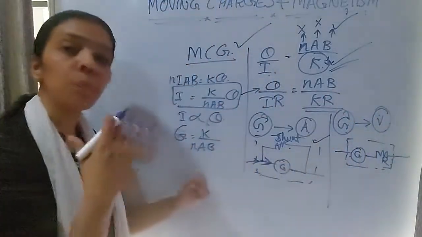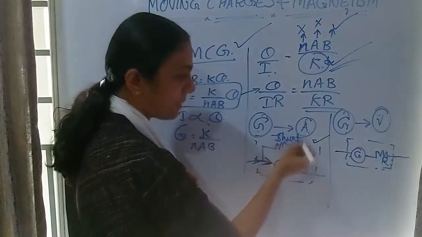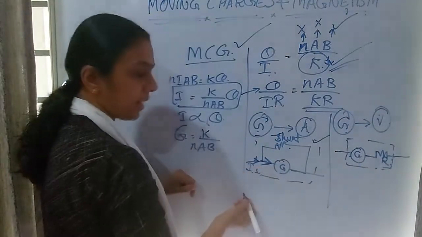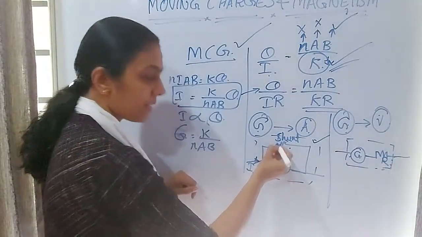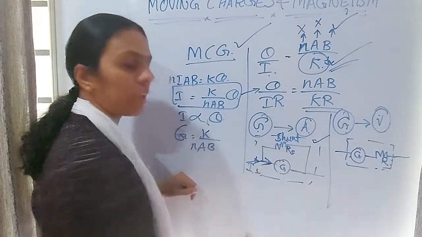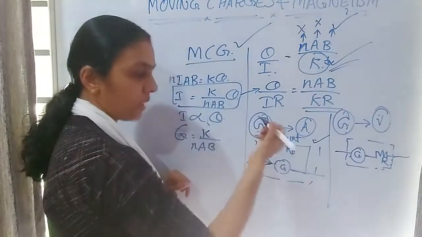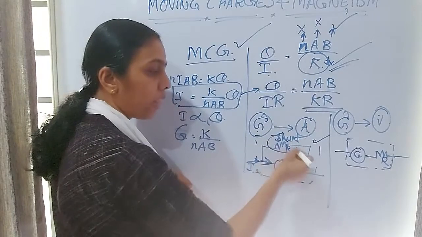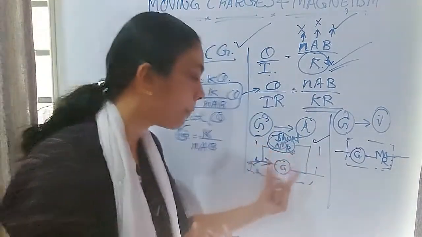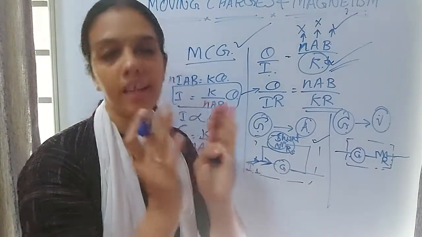Now, how is this possible? See here, when we are using a small resistance in parallel with the circuit, and I am sending a current I here, only a small current passes through the galvanometer. R is very small for the shunt resistance, so most of the current which we are sending will go along the shunt resistance. This enables the galvanometer to measure very small current.